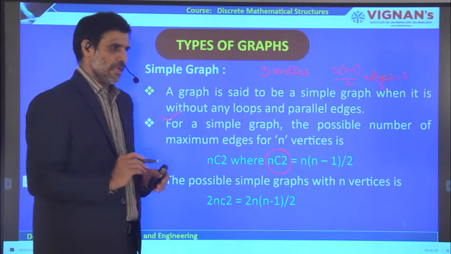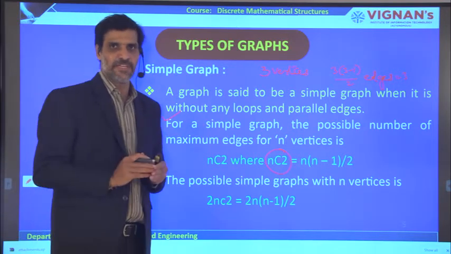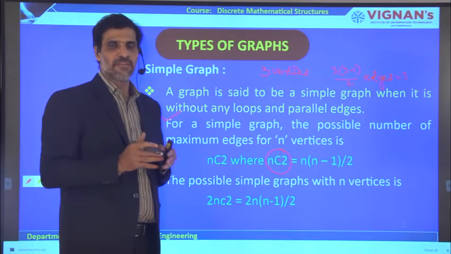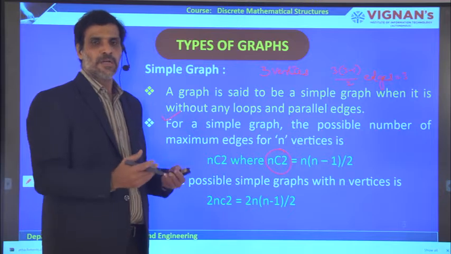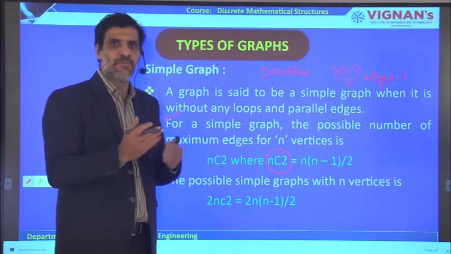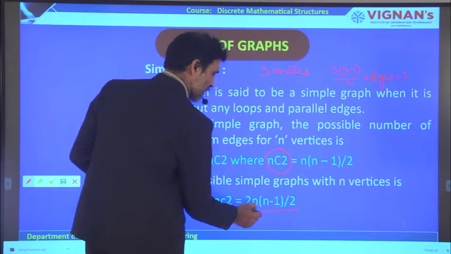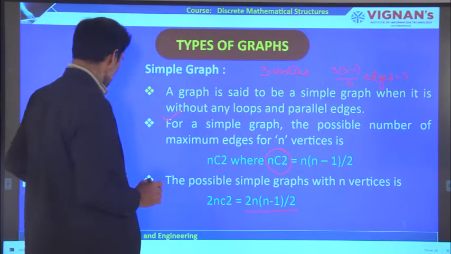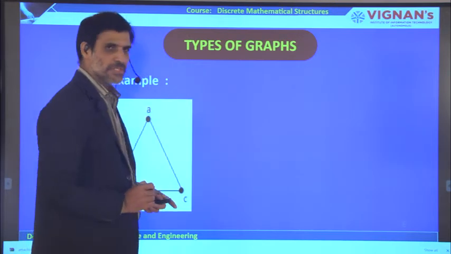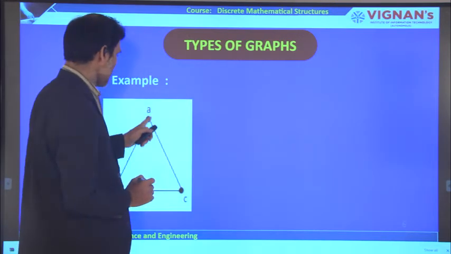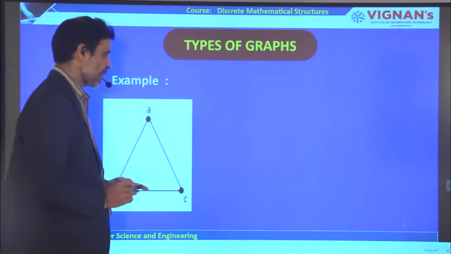And the second one: if a simple graph consists of n vertices, how many variations of simple graphs can we get, that is, the possible simple graphs with n vertices? It is equal to 2 to the power n(n-1)/2. This is very, very important. So let us try to understand these two properties with an example. Already we have seen this simple graph. It consists of 3 vertices and 3 edges. If you substitute in the formula, you will get the same.